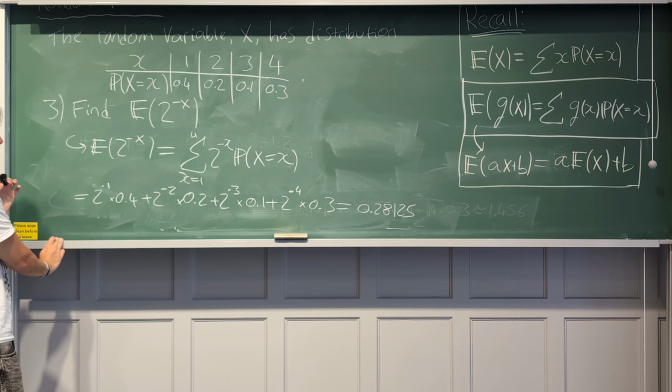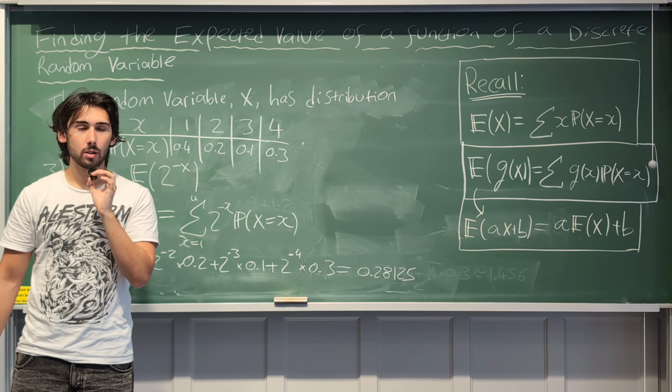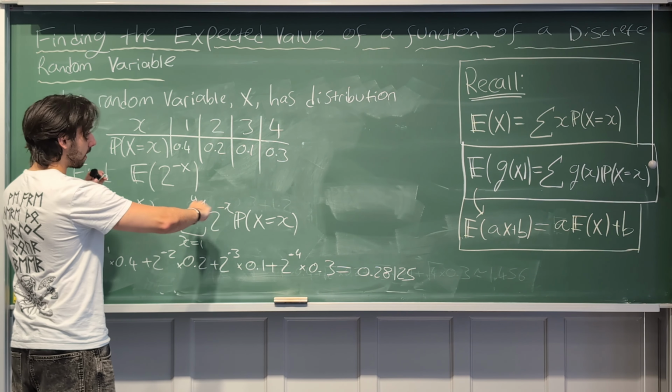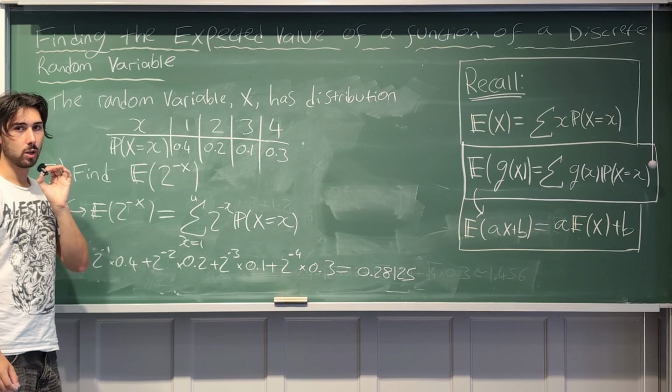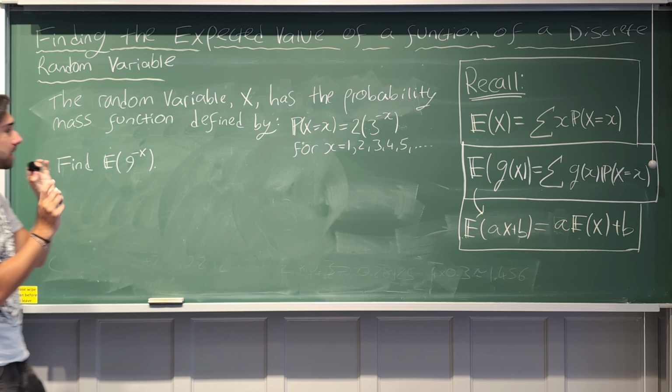Now, I keep building up to this, saying it's going to save us later. Now I'm going to show you a question where it's very, very useful to have written this in the proper sigma notation. Let's have a look at it. The random variable X has probability mass function defined by this probability.